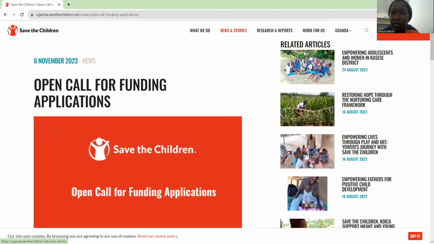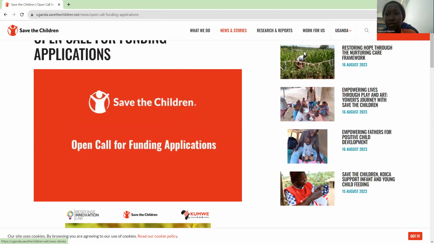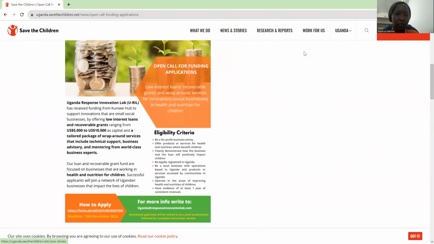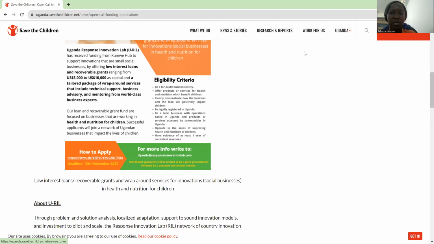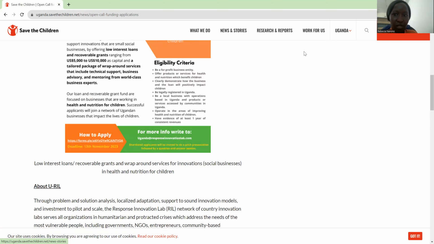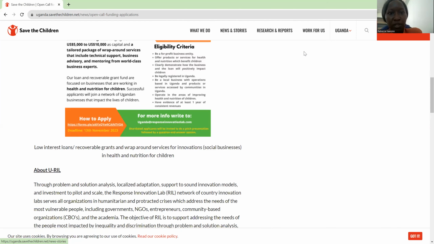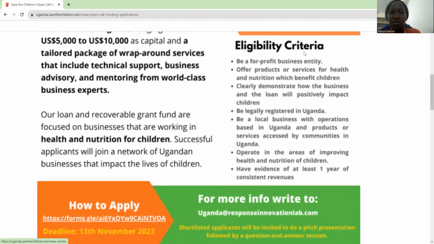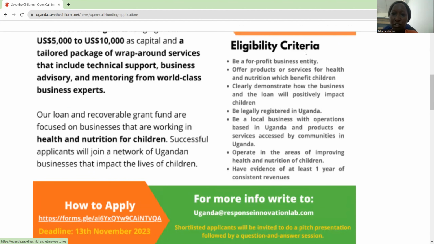There's this open call for Ugandan businesses that are in nutrition for children. It's health and nutrition for children, so it can be health or nutrition for children. You read the eligibility. First of all, you should be a registered for-profit business. You should offer products or services for health and nutrition which benefit children. You should clearly demonstrate how the business and the loan will positively impact children.